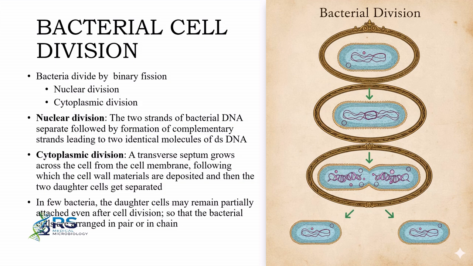Now once the bacteria start growing, they undergo division by binary fission. First of all, there is a division of the nucleus, where the bacterial DNA unwinds and forms a complementary DNA, and two identical molecules are made. After this phase, the cytoplasm divides via a transverse septum and two bacteria are formed. Sometimes the bacteria stay together with the mother bacteria itself. So that is how the bacterial arrangements are seen.